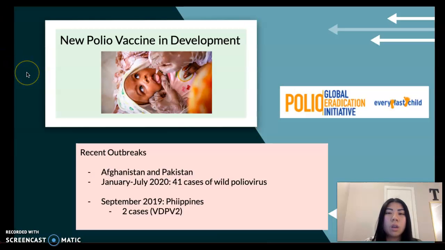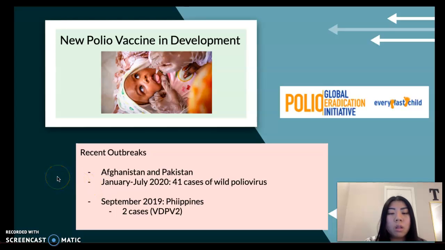So these are some recent developments in the fight to eradicate polio from the world. Some recent outbreaks have been found in Afghanistan and Pakistan, as well as the Philippines. But Afghanistan and Pakistan are the only 2 remaining polio endemic countries in the world. In Afghanistan, from January to July 2020, there were 41 cases of wild polio reported. And in September 2019 in the Philippines, there were 2 cases of vaccine-derived poliovirus type 2. It was also found to be the reason for the outbreak in Afghanistan as well.